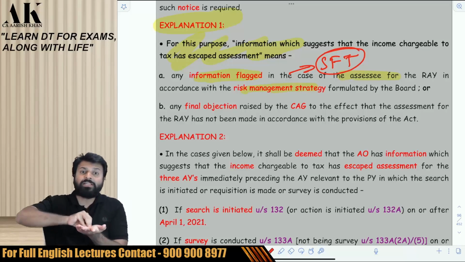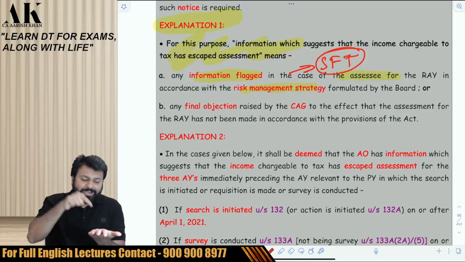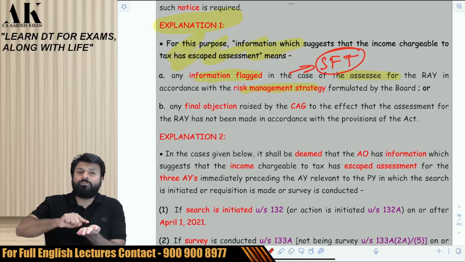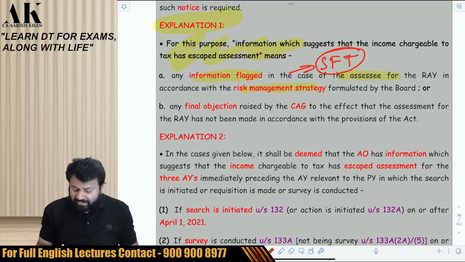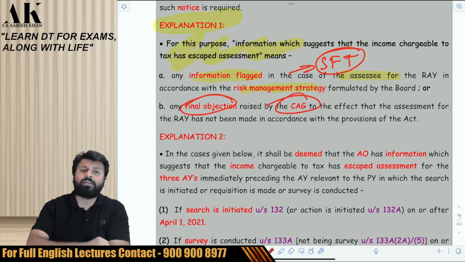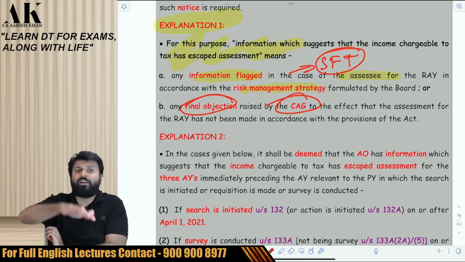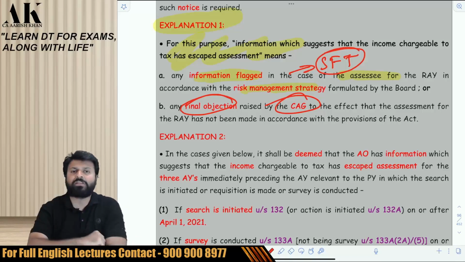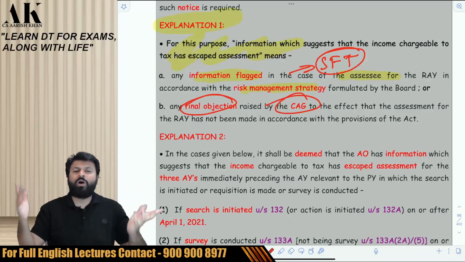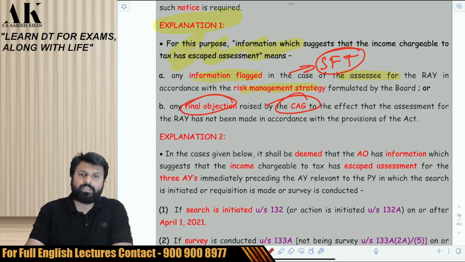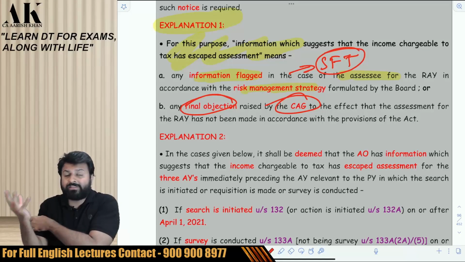So if an information is flagged in the system of the CBDT, then that can be considered as information which can suggest to the AO that income chargeable to tax has escaped assessment. Second, if any final objection is raised by the Comptroller and Auditor General of India, if the CAG has done an audit and raised some final objection, that can be the basis for the assessing officer to do 147 against you. So these are the two reasons for which the AO can do 147 assessment against you.